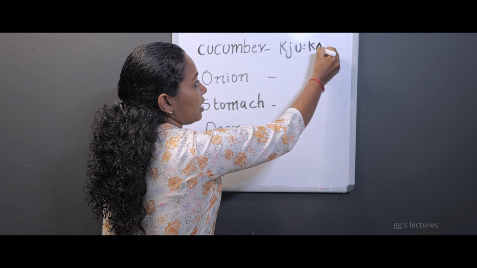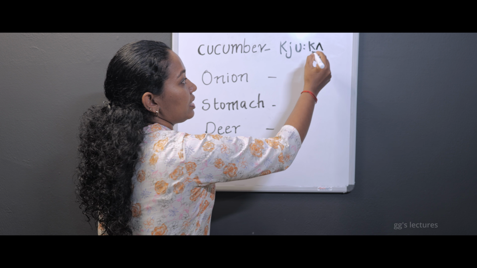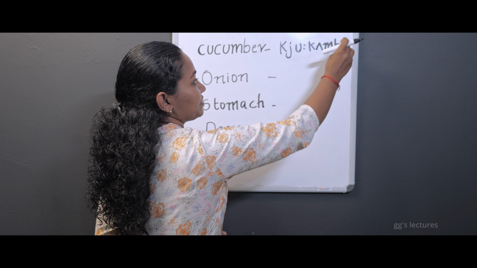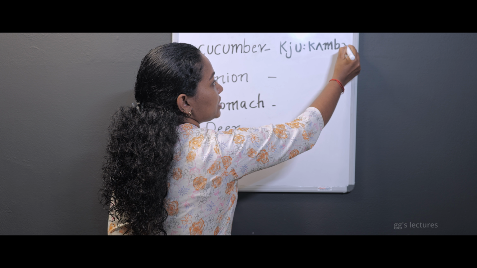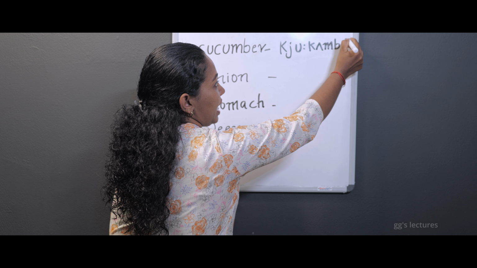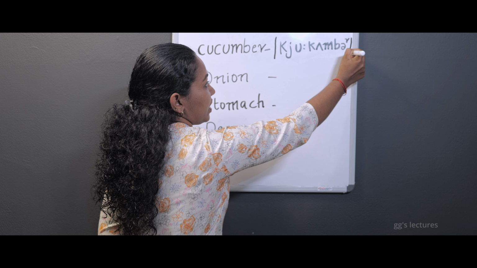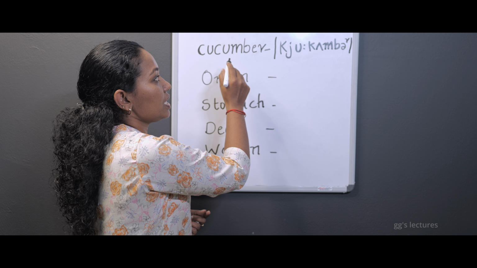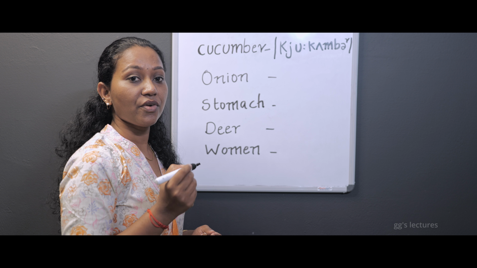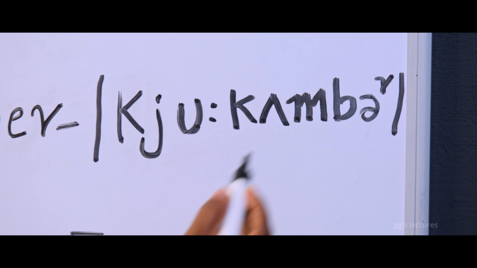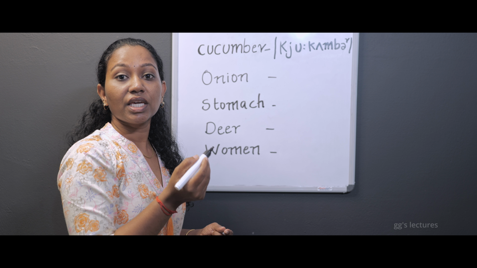Now a, the vowel sound a. Next comes m. Then b, schwa sound and r. So this is the phonetic transcription of the word cucumber. Now let's see how to pronounce the word. So let's read the sounds. Cucumber. The word is pronounced as cucumber.